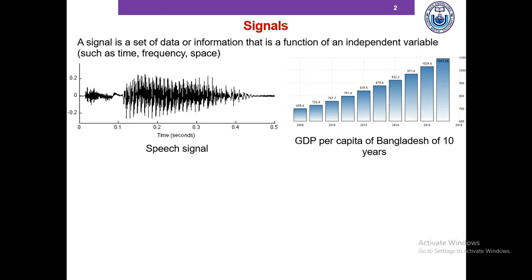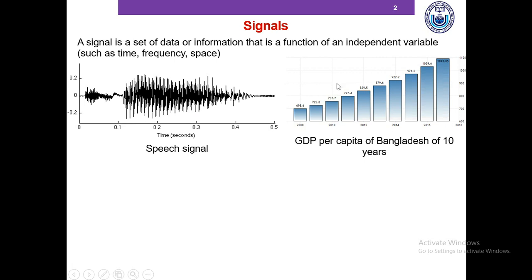So here's a signal: a set of information that is a function of an independent variable, such as time, frequency, or space. Here's an example of a speech signal. On the x-axis you have time, on the y-axis you have the amplitude of the speech waveform. Note that this signal, also known as a time series or a function, is a variable of time and has an amplitude for any value of time within the range 0 to 0.5 seconds.